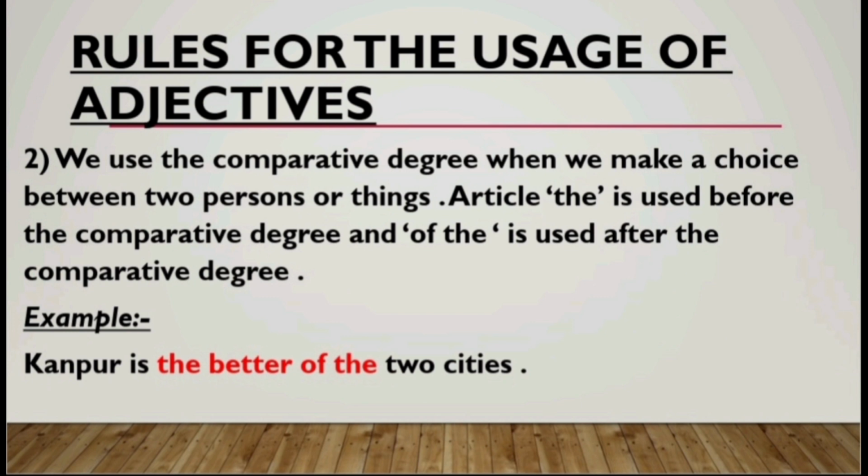Have a look at the example. Kanpur is the better of the two cities. It is a comparative degree of adjective. So before the comparative degree, before better, we put an article the, and after that particular adjective we put of the. So this is how we use the rules of adjectives for comparing when we have to make a choice between two persons or things.